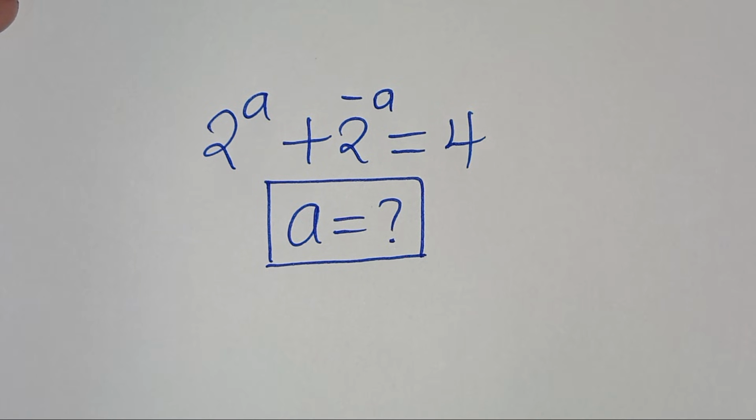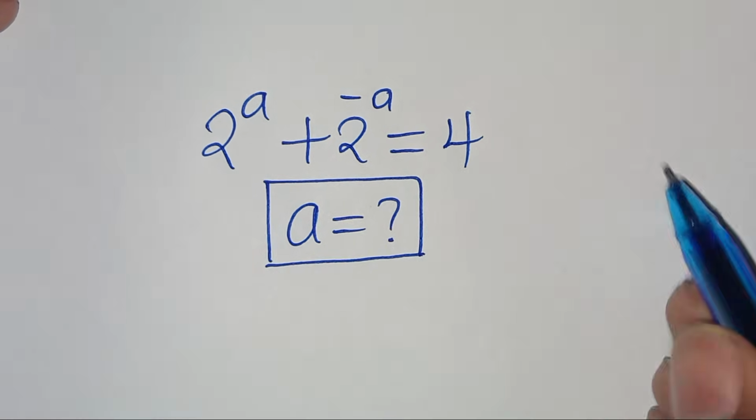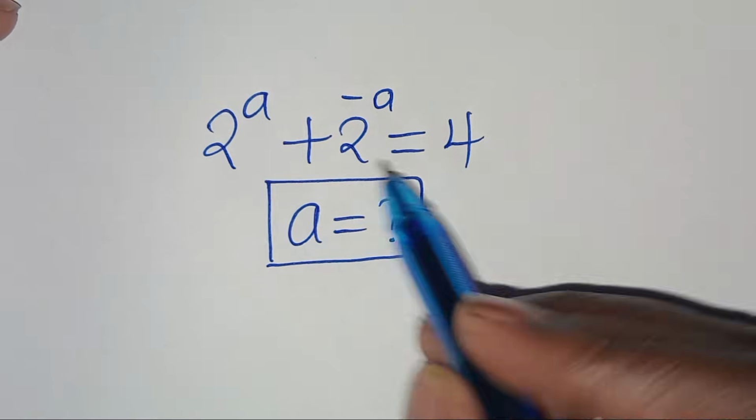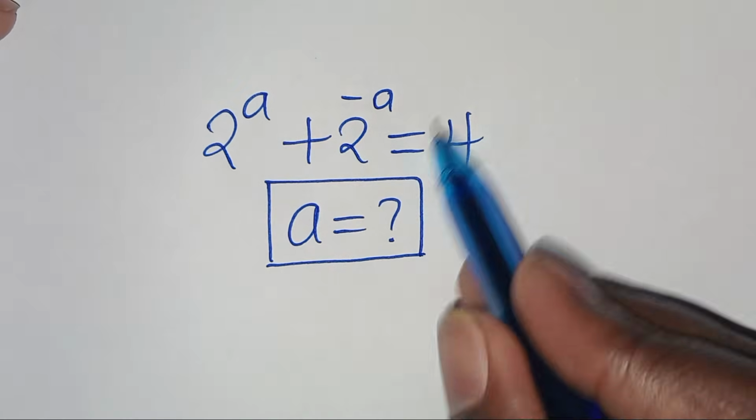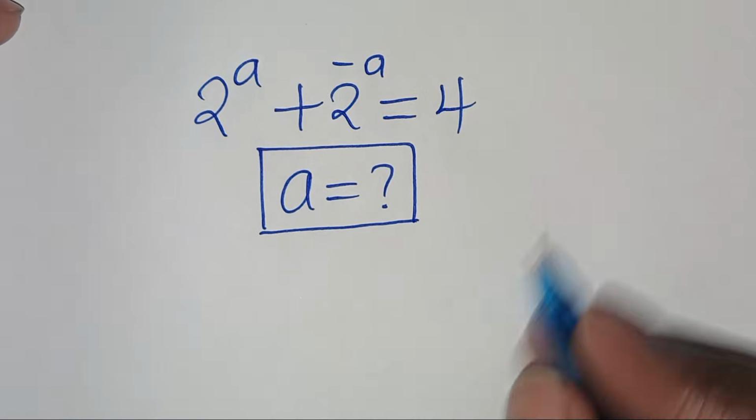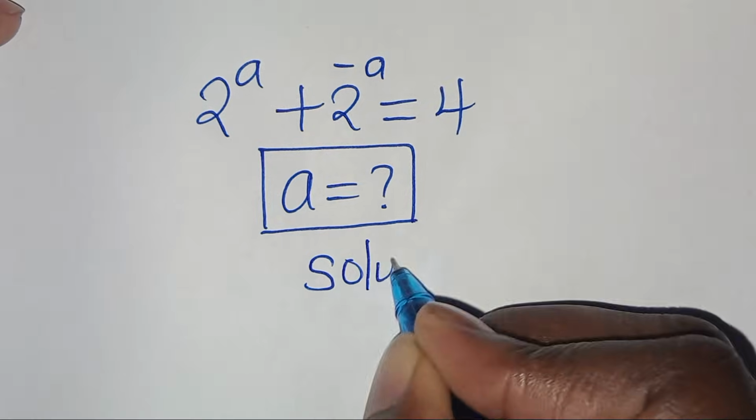Hello everyone, you're welcome to solve this nice algebra problem: 2 to the power of a plus 2 to the power of minus a is equal to 4. So what is the value of a? Now let's provide a solution from here.